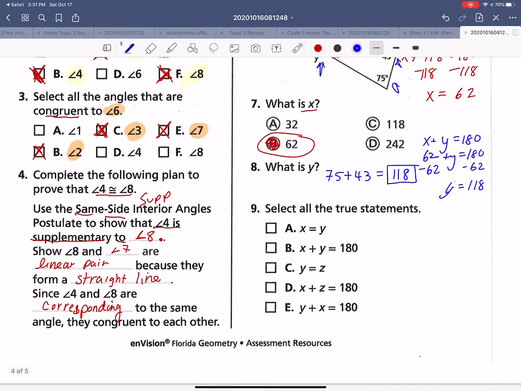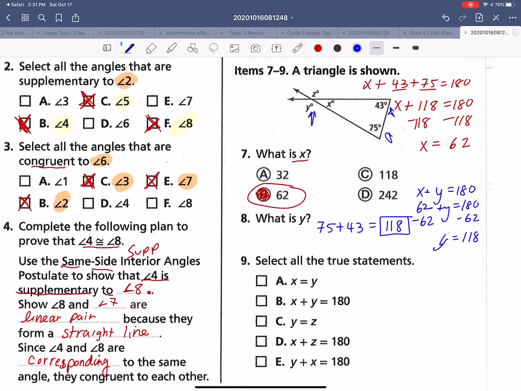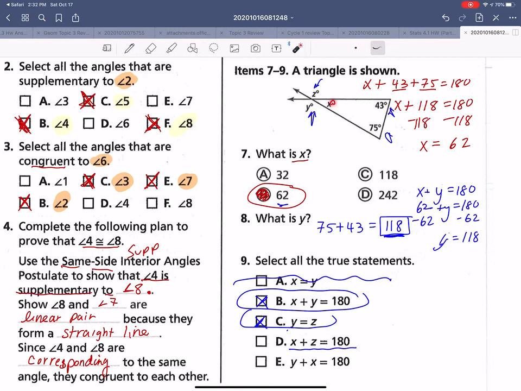Number 9, select all the true statements. Looking at this question, was x equal to y? No. 118 is not equal to 62. Do x and y add up to 180? Yes. Was y equal to z? Yeah, that's true. Look, they're vertical angles. They'll be equal. Do x and z add up to 180? Yep, they together make a straight line. They're also protractor pals. And do x and y add up to 80? Well, we already said that. X and y add up to 180. So all those were correct except for A.